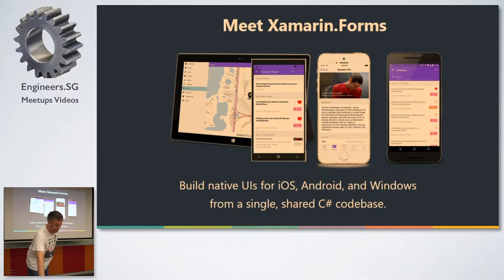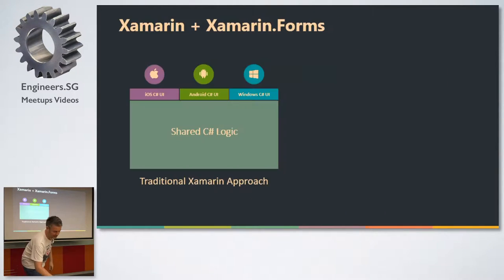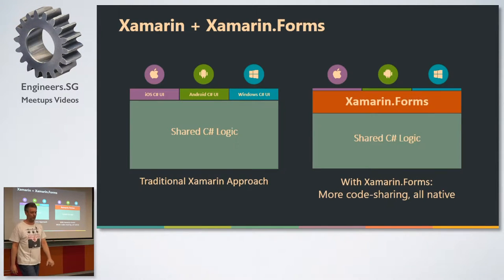So Xamarin Forms: build a native UI for iOS, Android, and Windows from a single shared code base. What it does is the following. This is what I went through a little bit earlier. Shared C# logic, just like 60-70%. View model and your model, or your view and controller. Model and controller, and then you just have your UI layer for each platform. So write the same thing 3 times with just different APIs. Thanks to Xamarin Forms and good old Jason Smith, who is the one responsible for all this awesomeness.